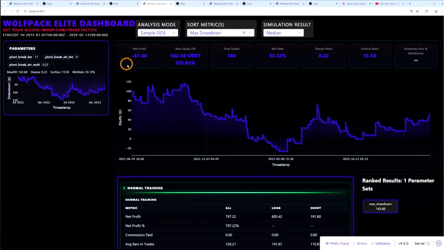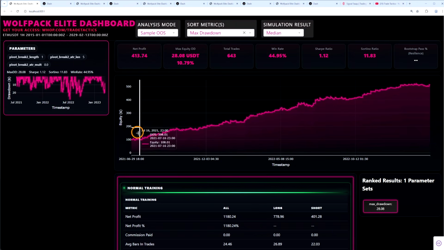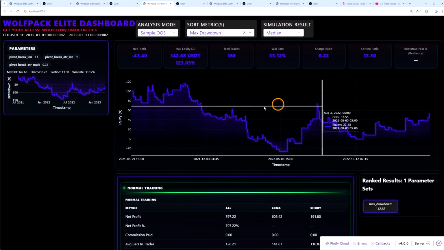This is our strategy here. This is one of the versions that did not work out. And so it was a variant of the pivot break compared to the one that worked. So out of sample data here, really clean and up. And in this one, out of sample data, did not like it.